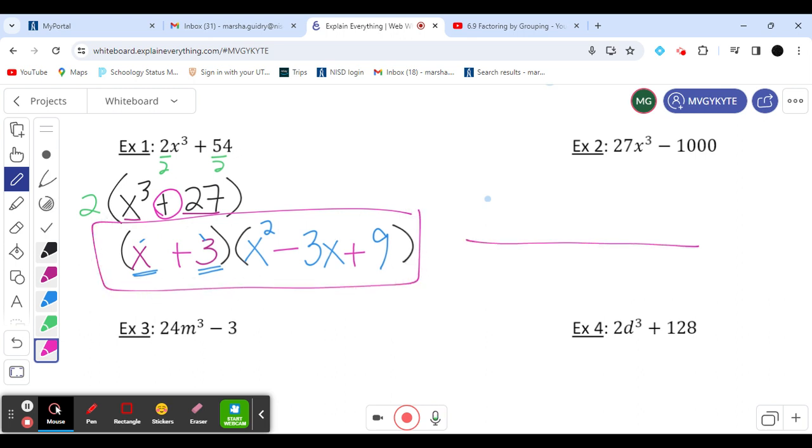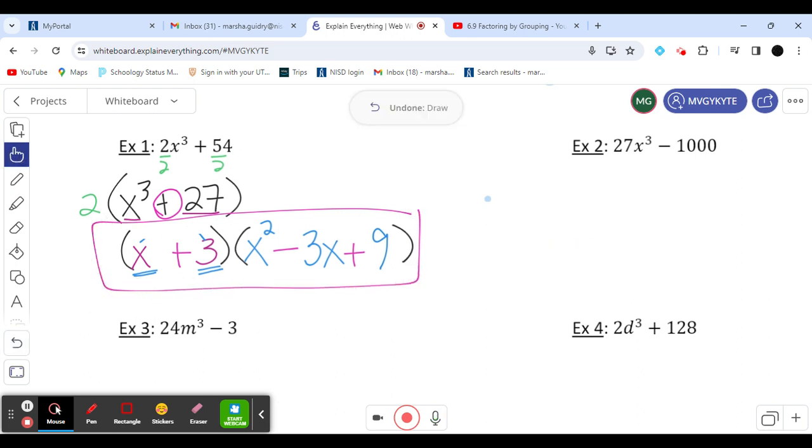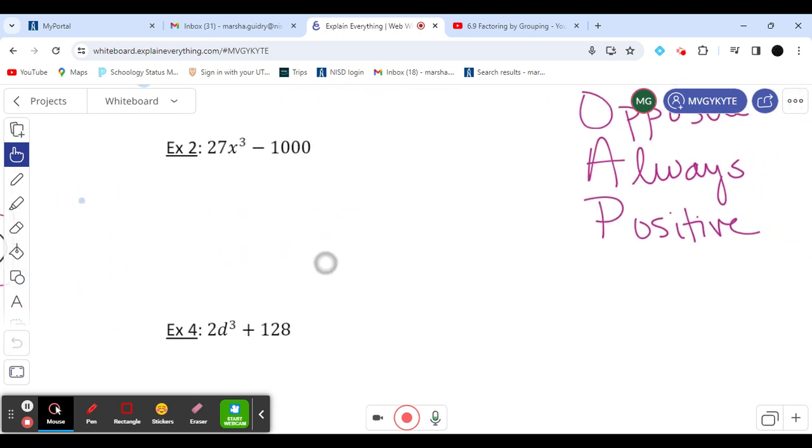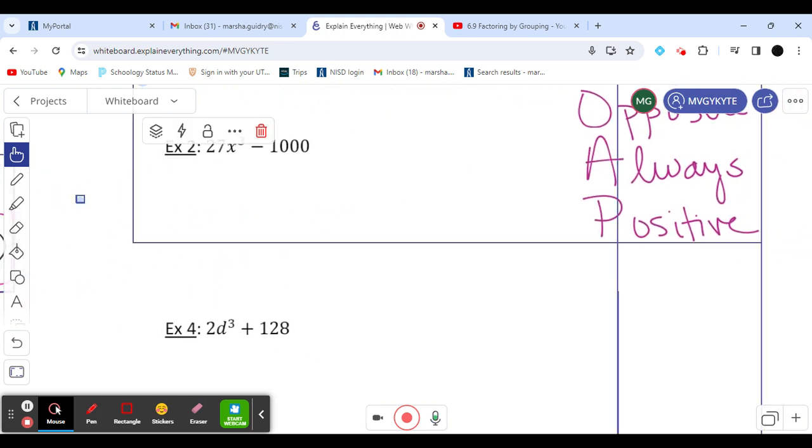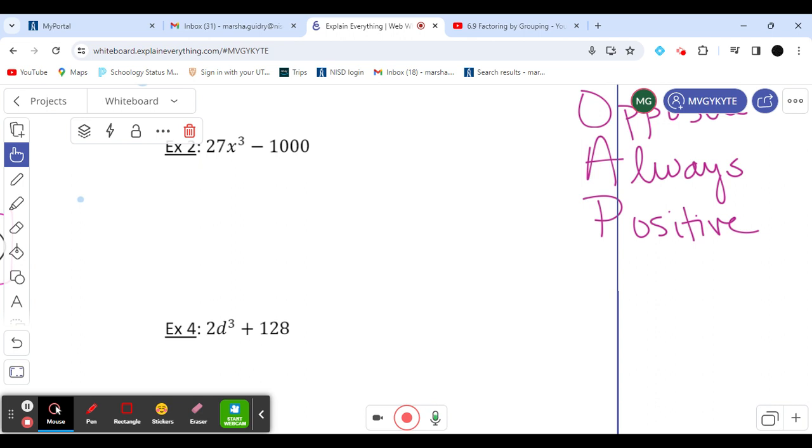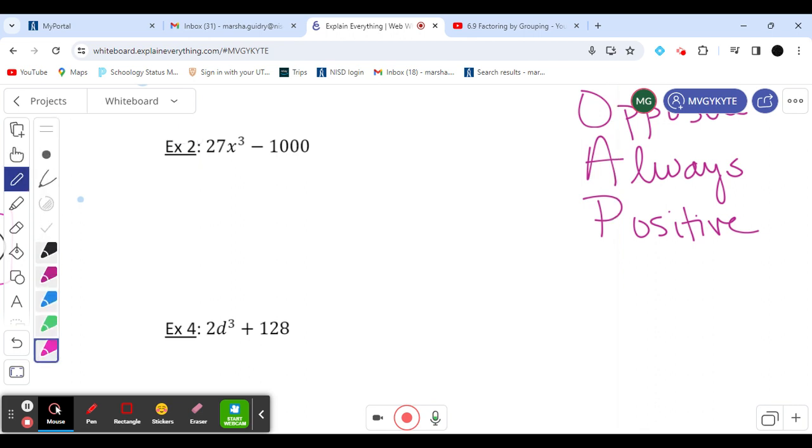Let's look at example 2. Example 2, it says 27x cubed minus 1,000. So we inspect that, we look at it, and we say, nope, there's no common factor there. But 27x cubed and 1,000 are both perfect cubes. So I'm going to go ahead and set up my binomial parentheses and my trinomial parentheses.